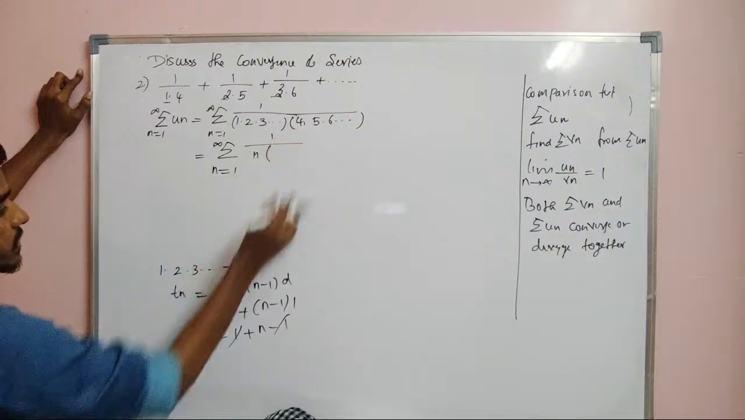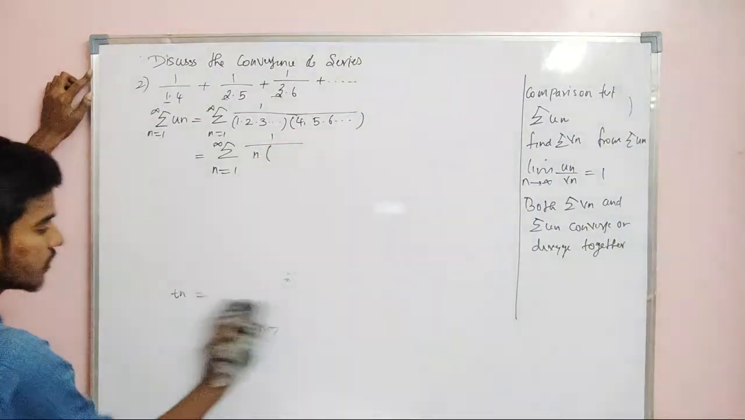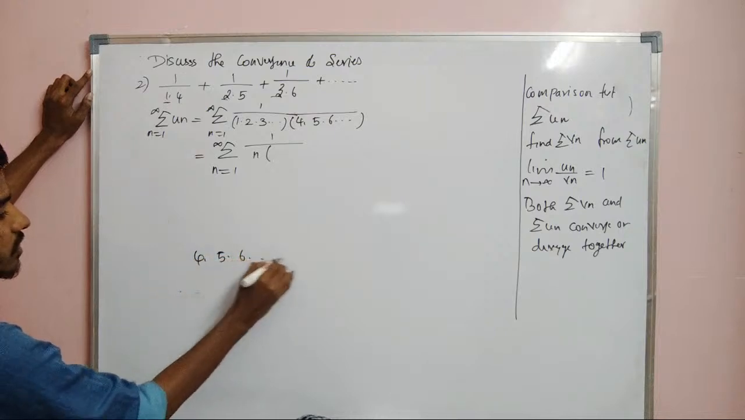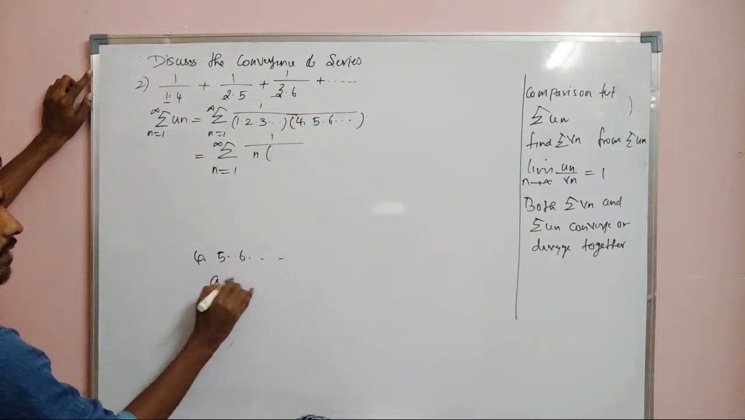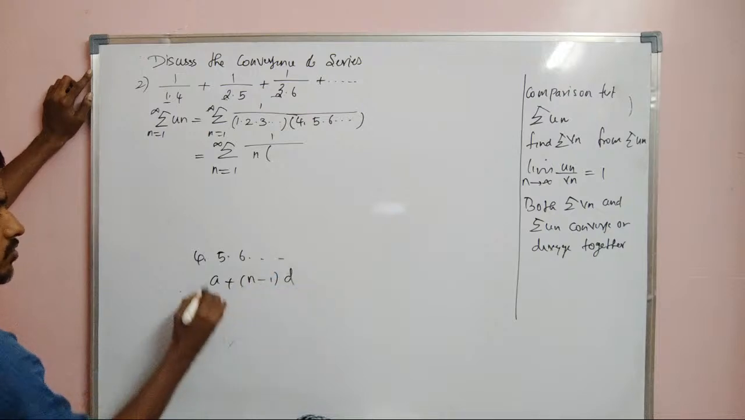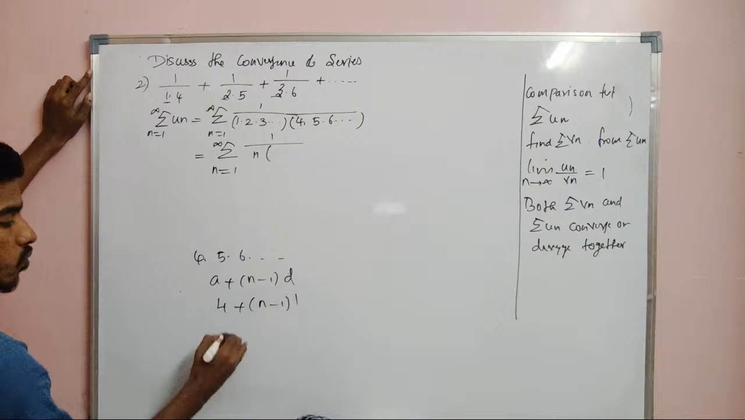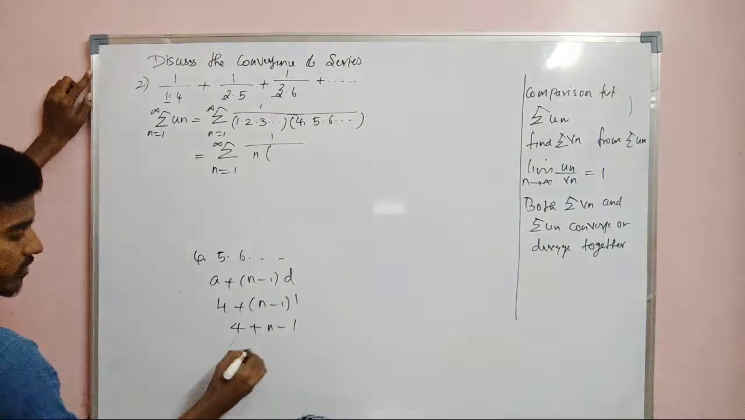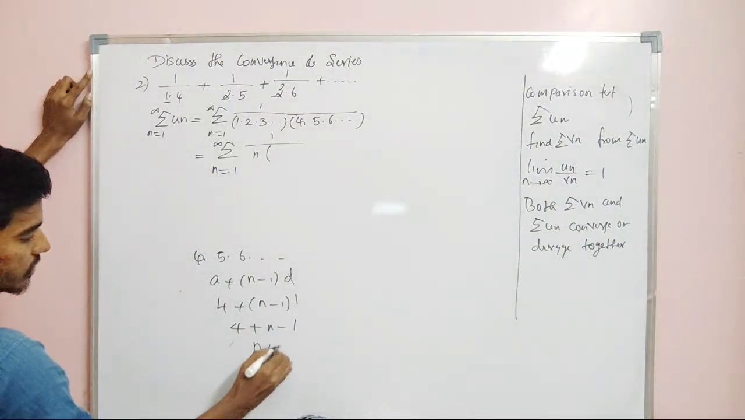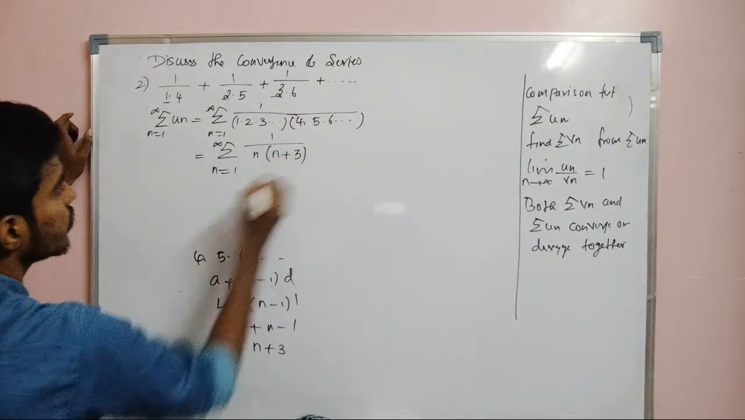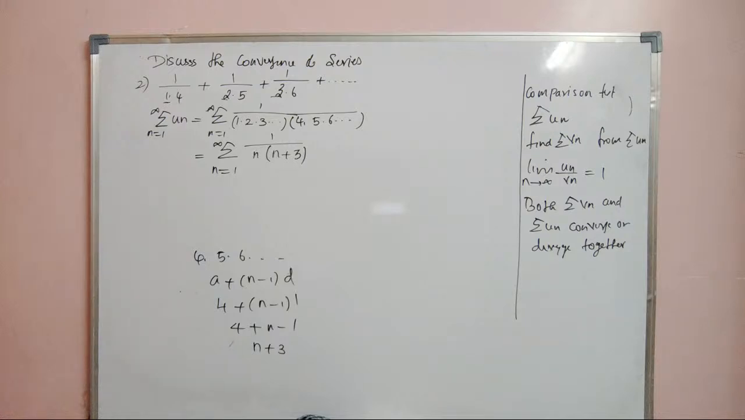Now here we will find the nth term for 4, 5, 6 and so on. So the nth term is A plus n minus 1 d. Here A is the first term, which is 4, and the common difference is 1. So we will have 4 plus n minus 1, which is n plus 3. Right? So this will be n into n plus 3. So this is the nth term for the given series.